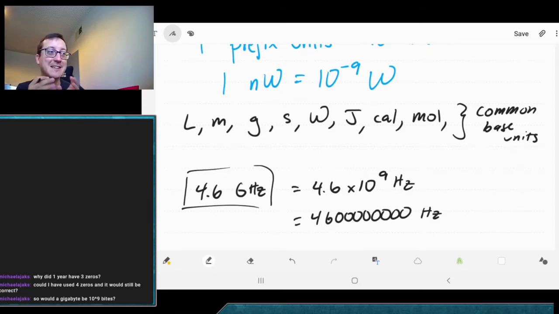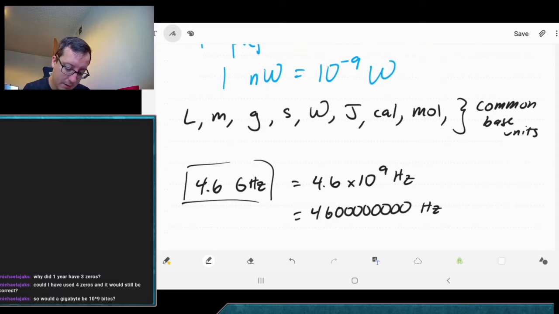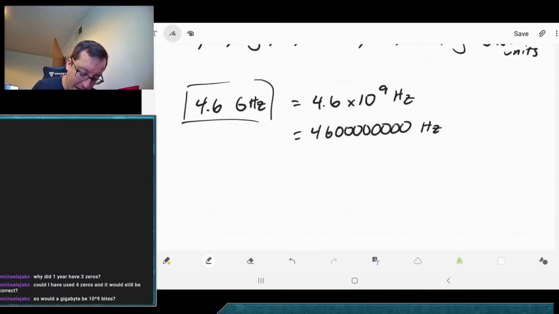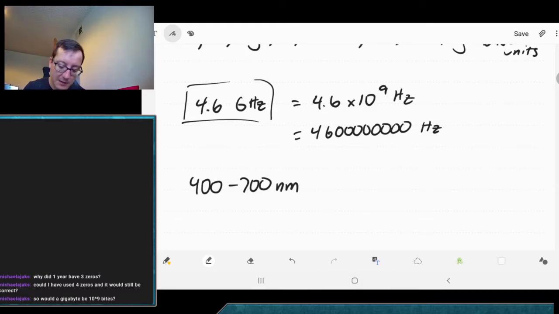And so it's just easier to talk about really big numbers, for example, with giga. Another example is, we see light between about 400 to 700 nanometers. That's about visible light.